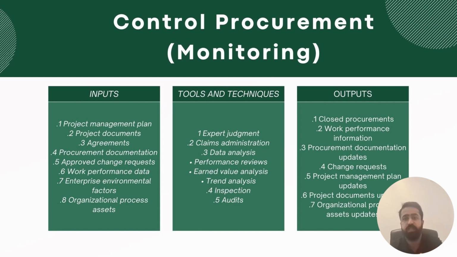For example, in a construction company, control procurement could involve managing the performance of a subcontractor responsible for installing doors and windows. The project team might use earned value analysis and inspections to ensure quality work on time and on budget. In an IT project, control procurement could involve managing a software vendor's performance and using audits and trend analysis to ensure compliance and identify risks and opportunities.